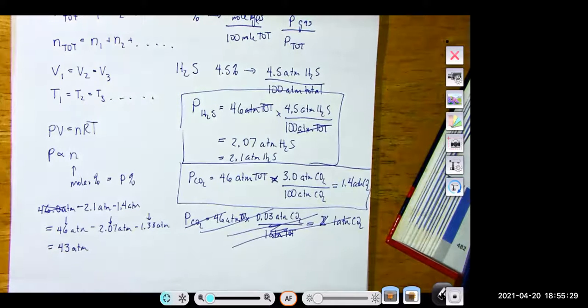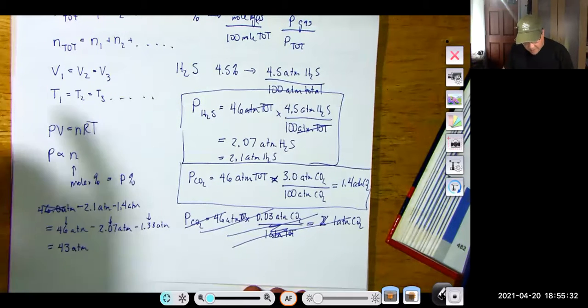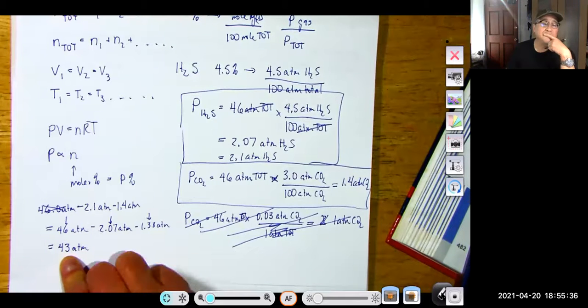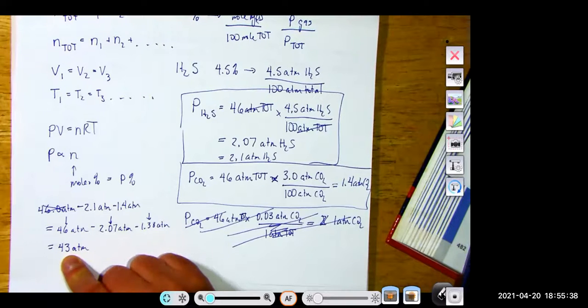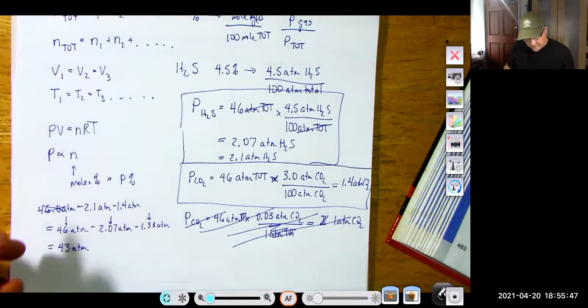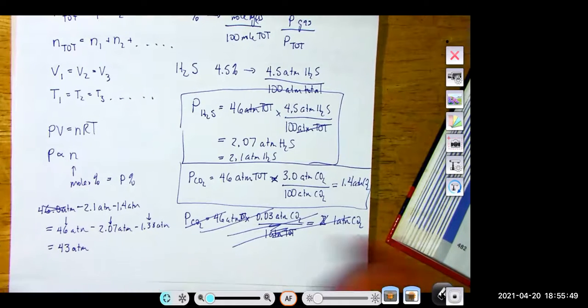Okay, I'm back. All righty. So why am I rounding this to the ones? Because the 46 is to the ones, that's right, and it's just addition and subtraction.